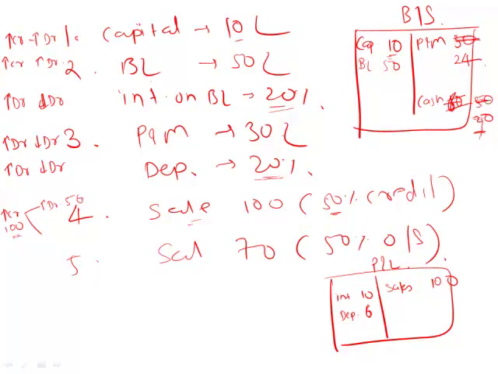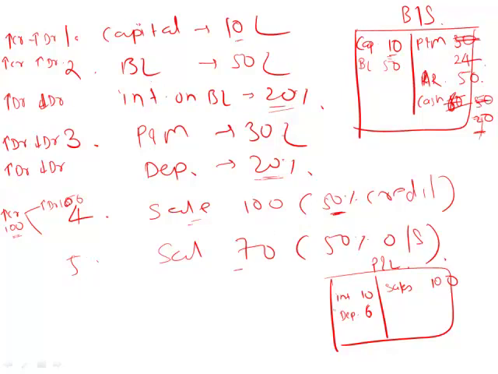I have to take care of the remaining 50 now. What is my remaining 50? Accounts receivable. So accounts receivable here 50. So then total increase in debit becomes 100. Right? 50 in cash, 50 in accounts receivable.